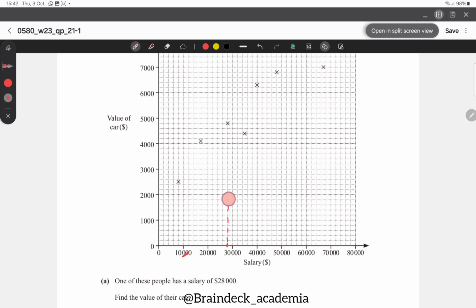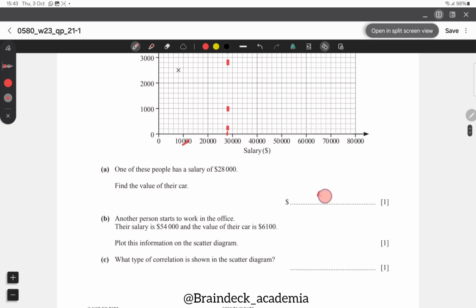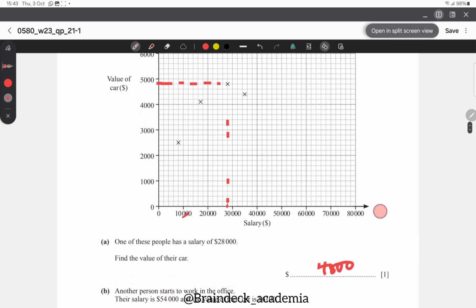So from there, you trace up. We stop here. Then you trace across to know what that is also. So each of these lines is 200 because this is 1,000. Divide 1,000 by 5 lines, that is 200. So this is 4,000, 4,200, 4,400, 4,600, 4,800. So the answer for that one is 4,800. That's the answer for that one.